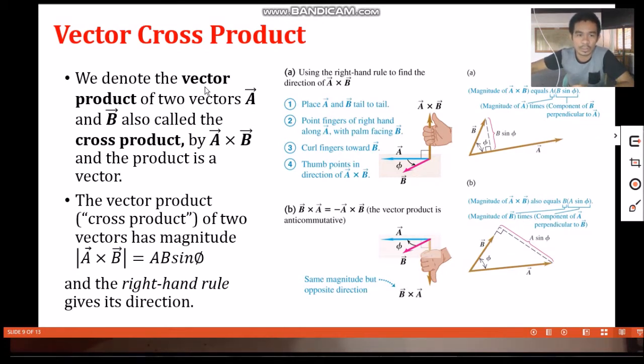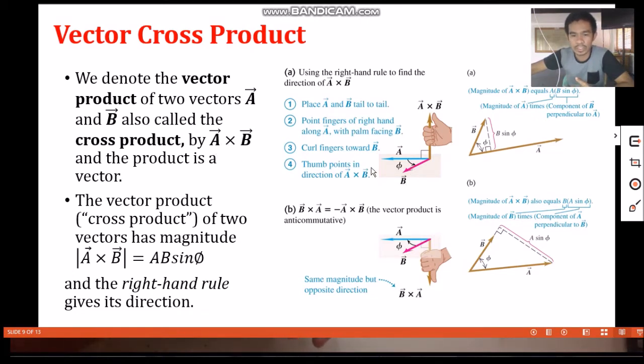We denote the vector product of two vectors, vector A and vector B, also called the cross product, by vector A cross vector B. We read this as vector A cross vector B. The product is a vector, and the product vector is perpendicular to both vector A and vector B. It means it forms an angle with vector A and vector B.